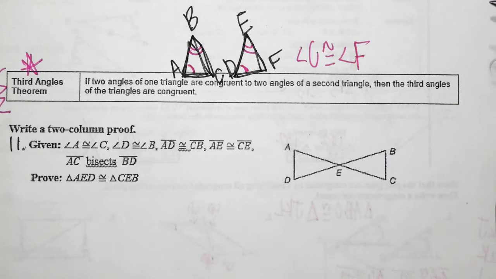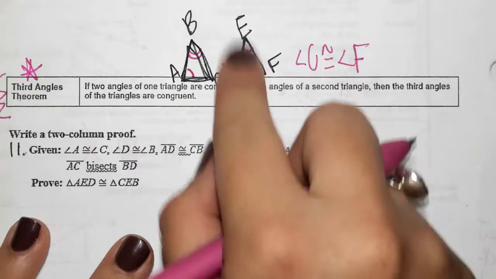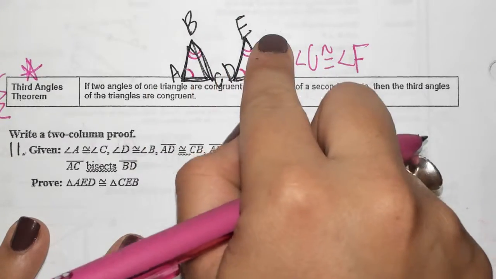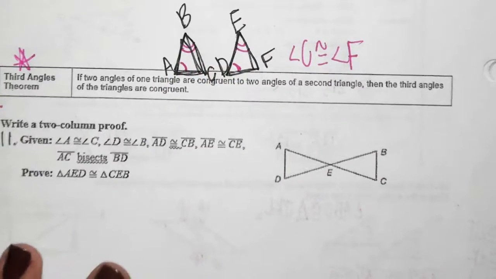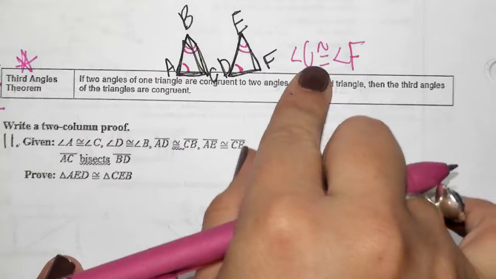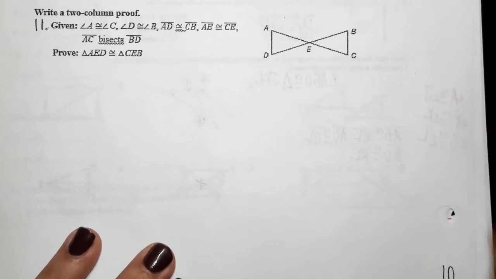Does that make sense? Because we know these two are the same, A to D and B to E. Well, the third angle theorem says if you know two, you can say, and it is true, that the third one is the same. Alright, so let's do this proof.